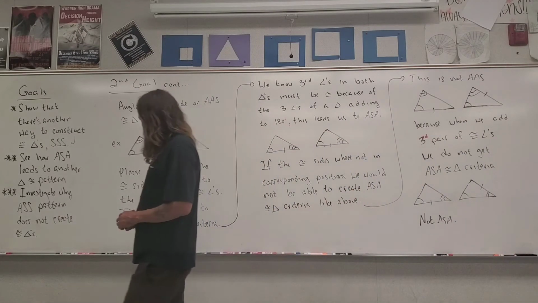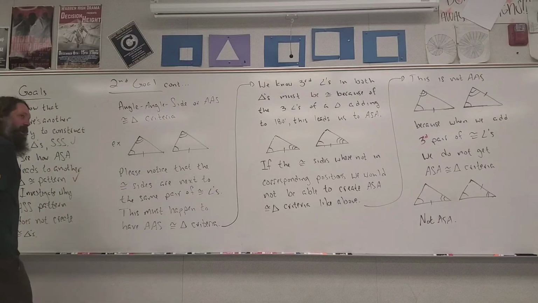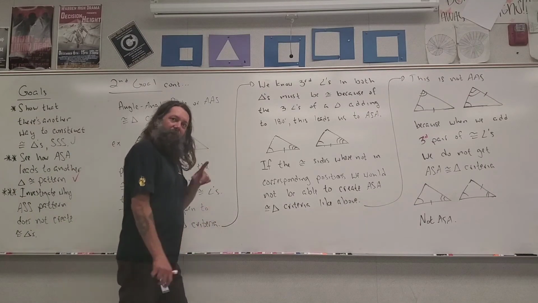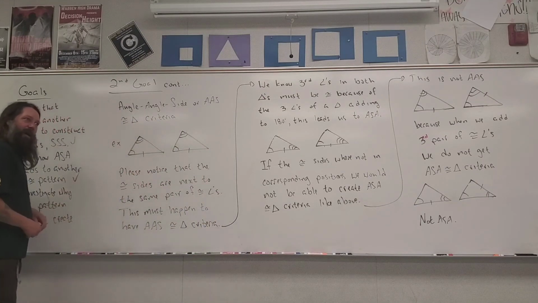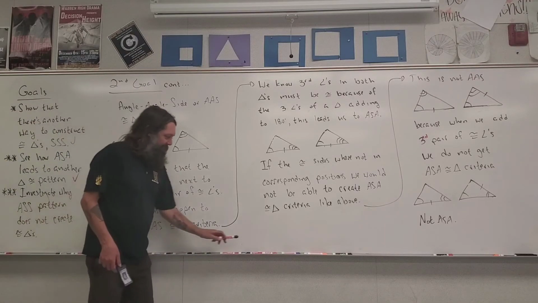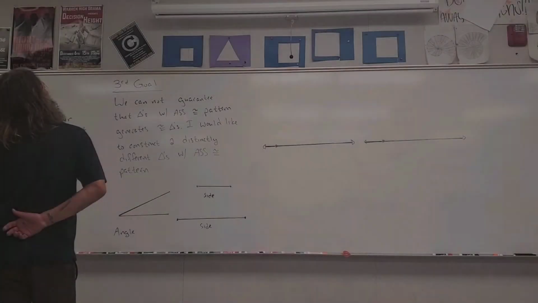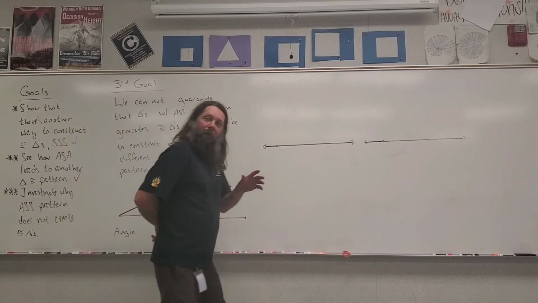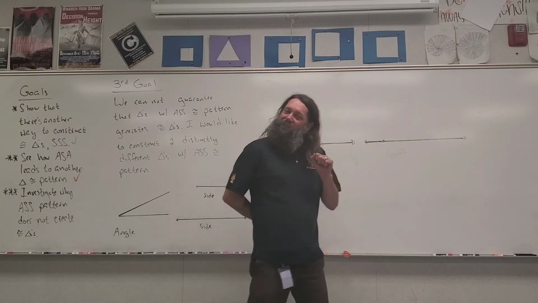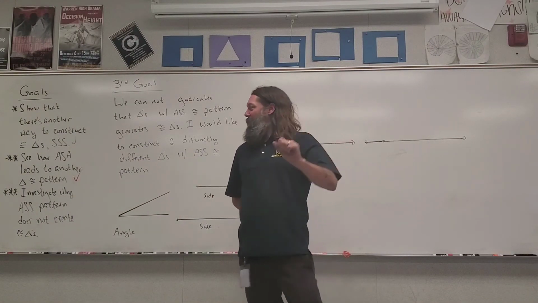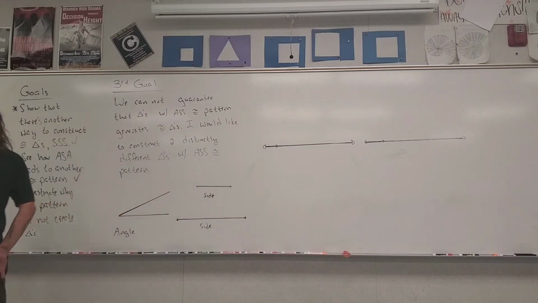All right, so I'm going to check off our second goal. I have one more goal to talk about. Let me clean this up, and I will be back. I'm back for the last time, I promise. So let's go ahead and get into our third goal. That's going to be to investigate why the angle side-side pattern does not create congruent triangles.